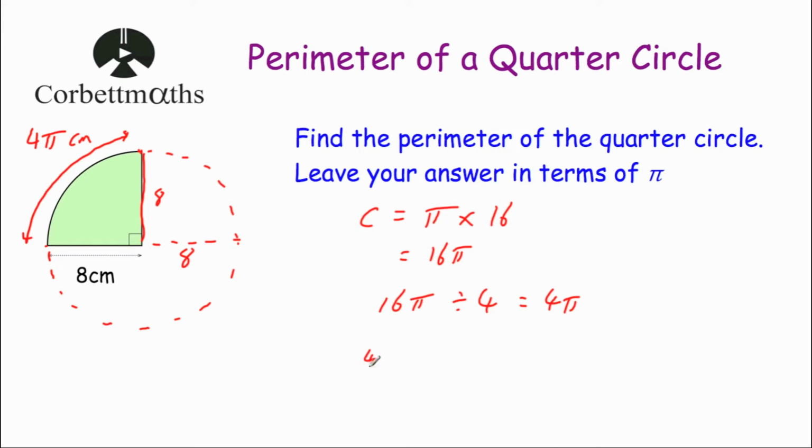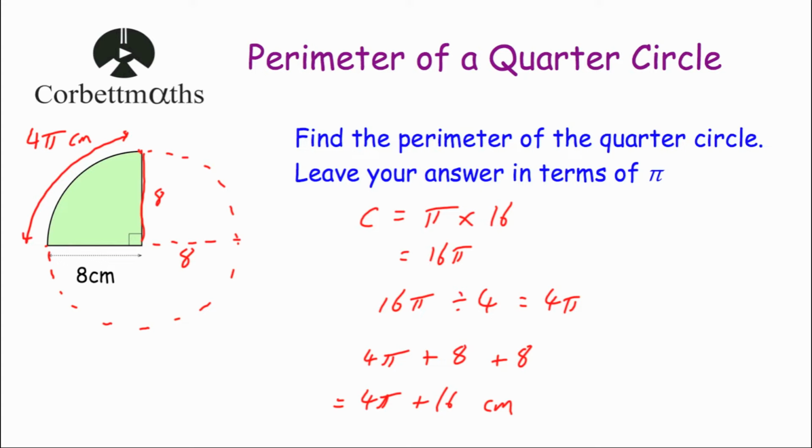So let's write that down. 4 pi plus 8 plus 8. And 8 plus 8 is 16, so that would be equal to 4 pi plus 16. And we wouldn't add our 4 pi and our 16 because that's 4 times pi. That's an irrational number. And then we're adding 16. So the answer would be 4 pi plus 16 centimeters. And that's it. That's our answer in terms of pi. 4 pi plus 16 centimeters.